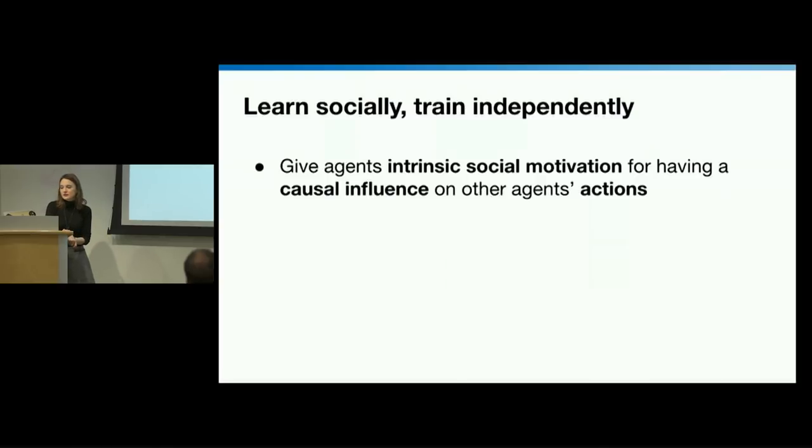But what we're doing here is we're giving agents an intrinsic social motivation for having a causal influence on another agent's actions. So if an agent is able to do something that causes another agent to change its behavior, it gets a reward. Why do we focus on doing this?